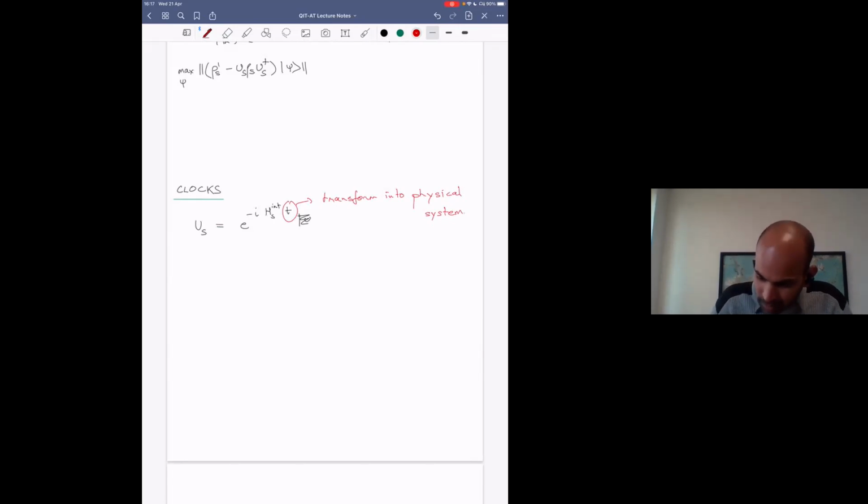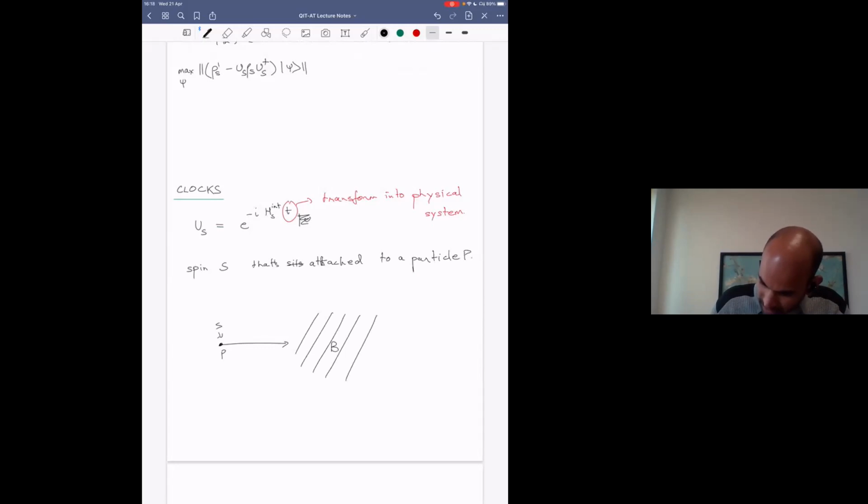So one such example could be, imagine that I have a spin and I label it by S that is attached to a particle P. So I have this particle P on which sits this spin S, and this particle P just moves in a straight line. So it's a free particle. And at some point, it crosses a magnetic field B.